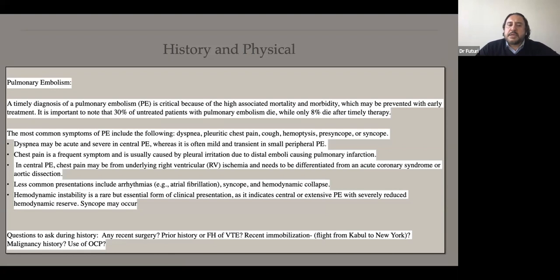Remember that when you're seeing these patients, there are again questions to ask. Are you using oral contraceptives? Has there been any recent surgery? Is there any prior history of venous thromboembolism or a family history of venous thromboembolism?